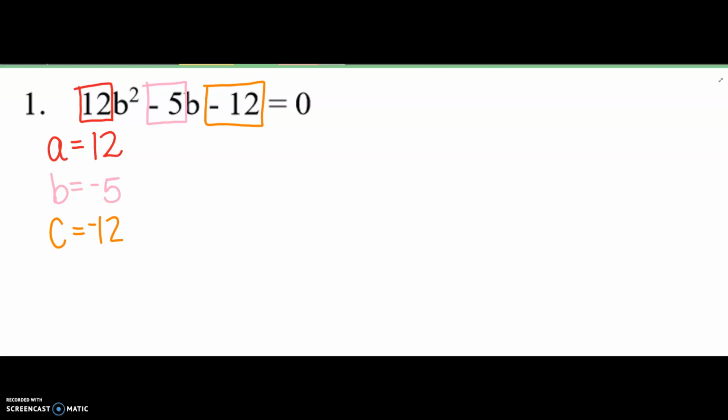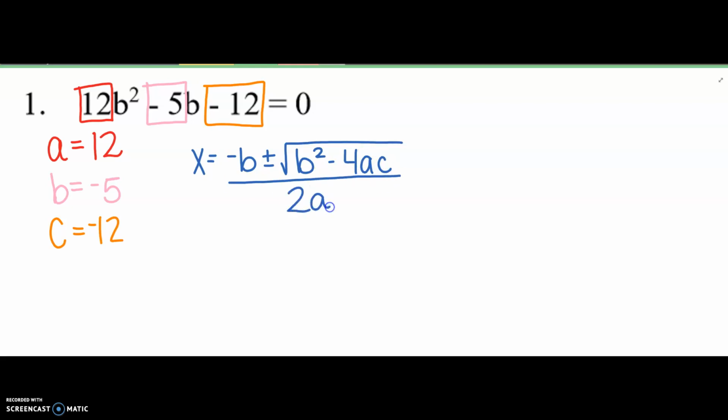So now I can plug my a, b, and c into the quadratic formula. Remember, my formula was x is equal to negative b plus or minus the square root of b squared minus 4ac all over 2a. And the biggest thing that I need to remember here is every time I replace a variable, I want to make sure to replace it with parentheses. So we'll start replacing it now.